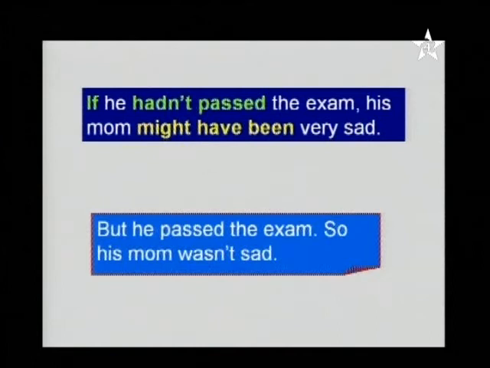The interpretation is, but he passed the exam, so his mom wasn't sad. Now, another example: if you hadn't been busy, we could have met.